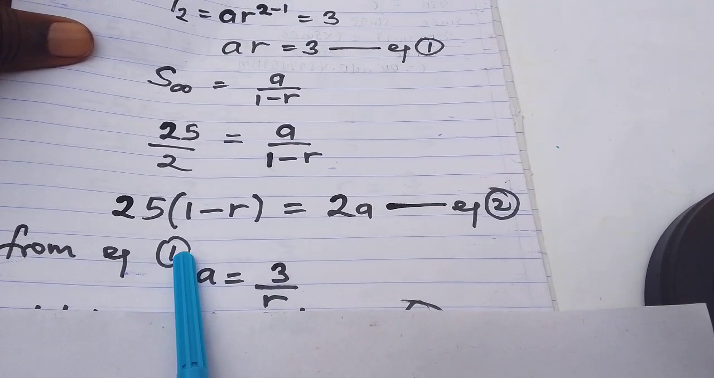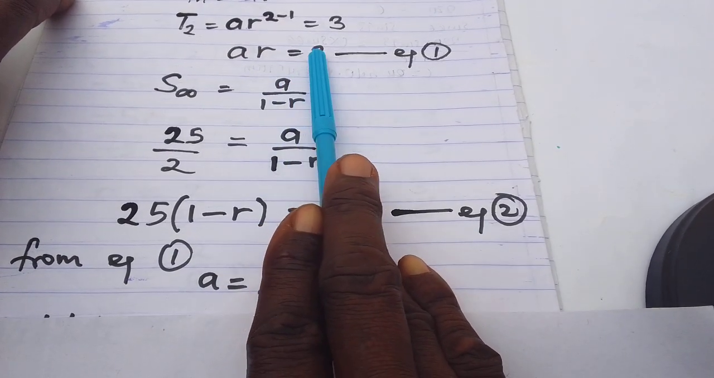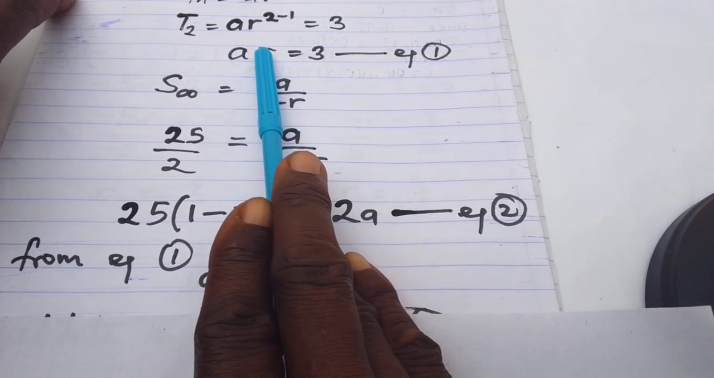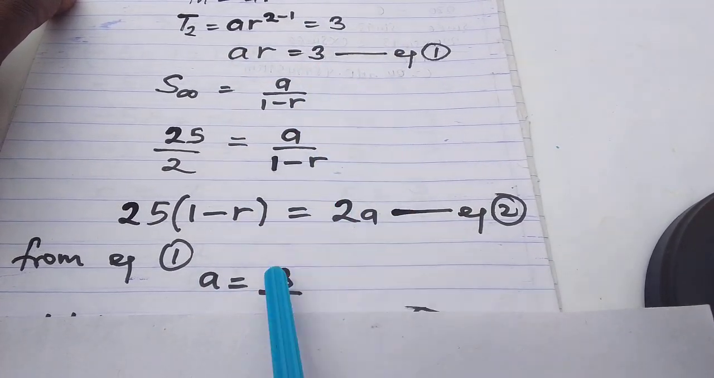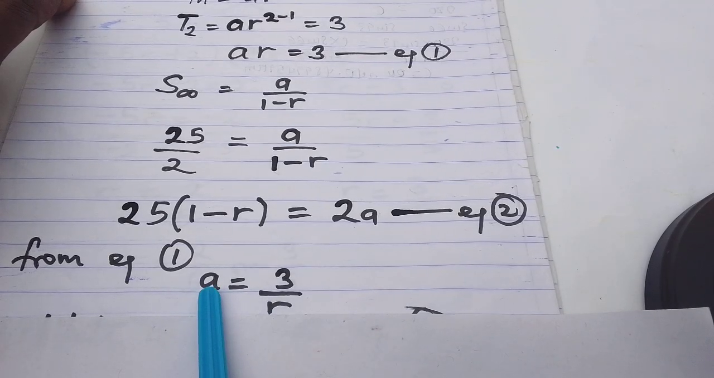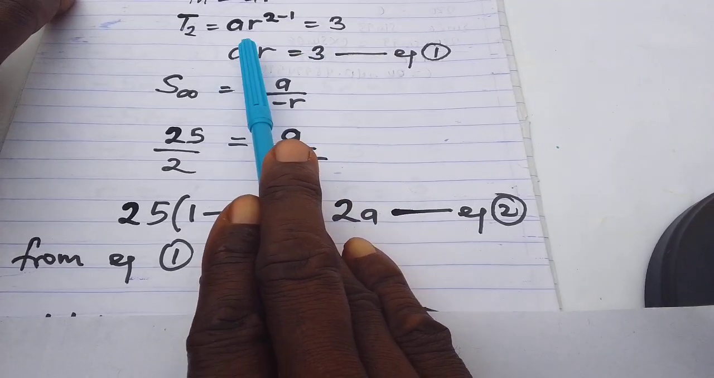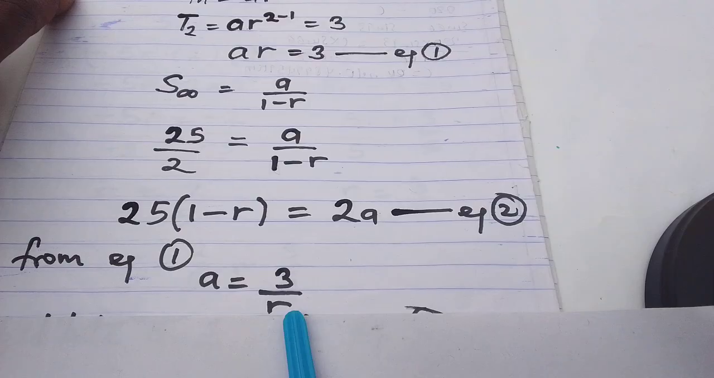Now from our equation 1, AR is equal to 3. Let's make A the subject of the formula. This R is multiplying here, so when it comes to the other side, it will divide. So that means A will be equal to 3 over R.